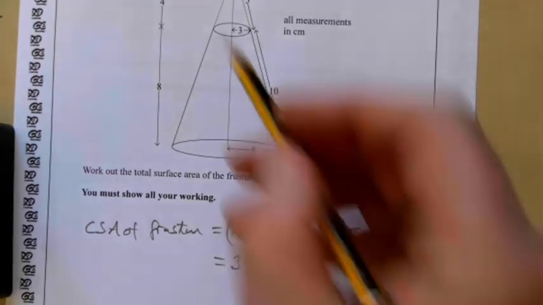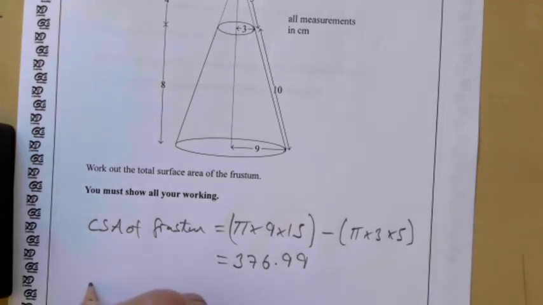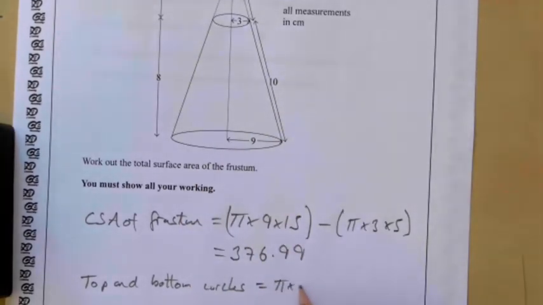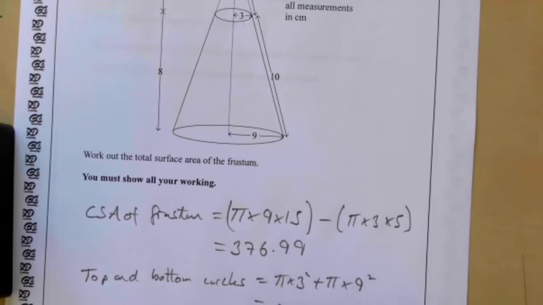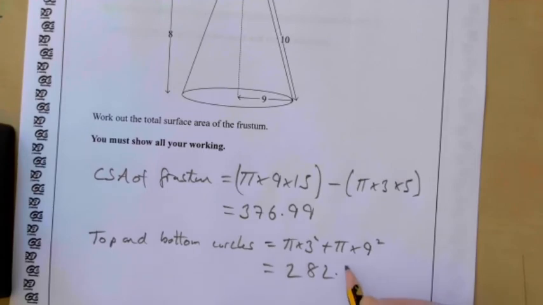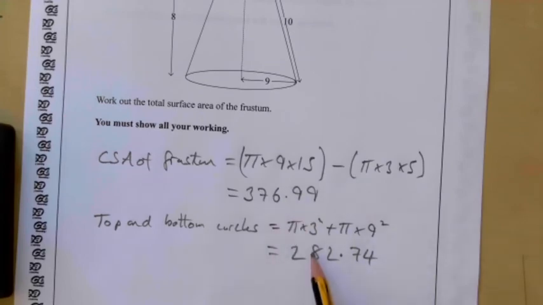We've got that. We now just need to add the circle at the top, and the circle at the bottom. So top and bottom circles. So it's pi r squared, obviously, so it's pi multiplied by 3 squared plus pi multiplied by 9 squared. And if you put that again in your calculator, you get 282.74.